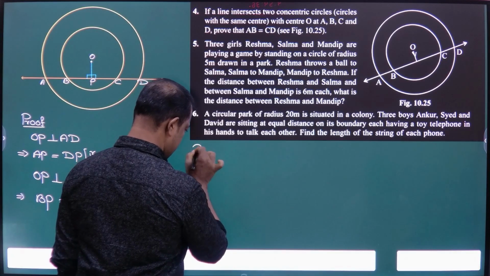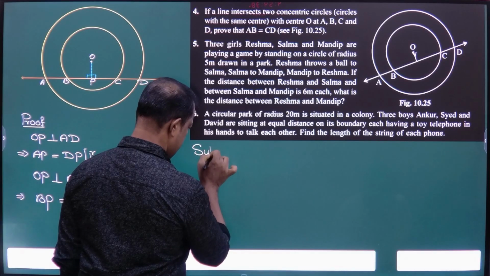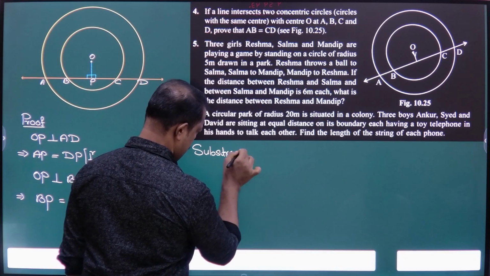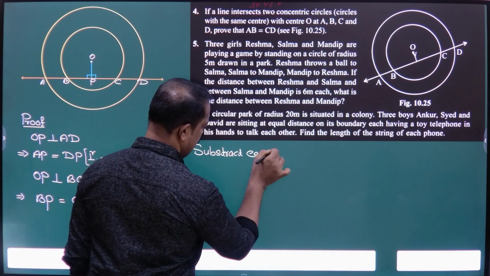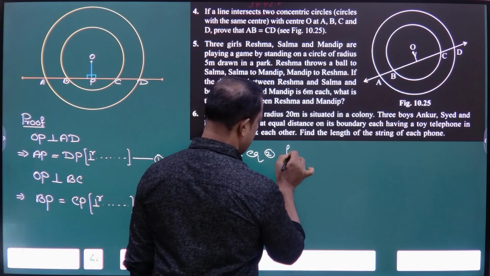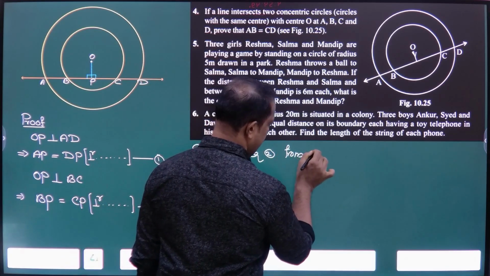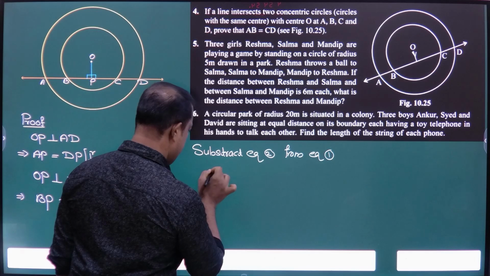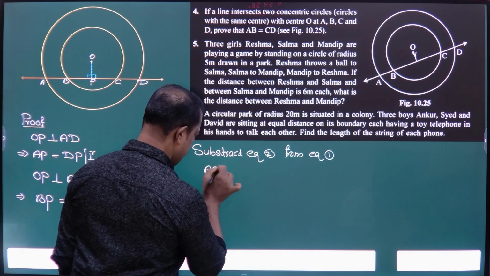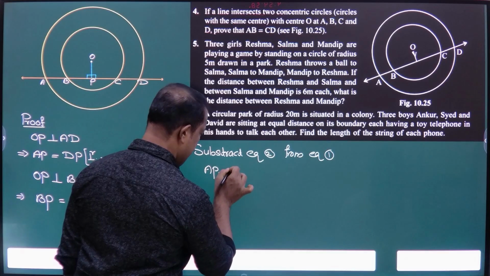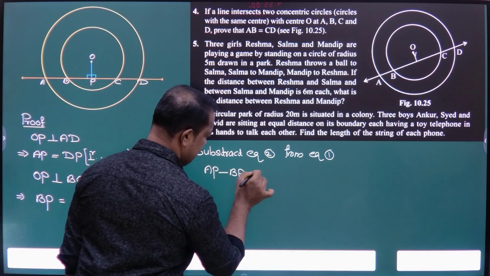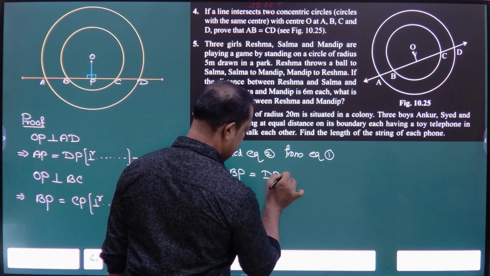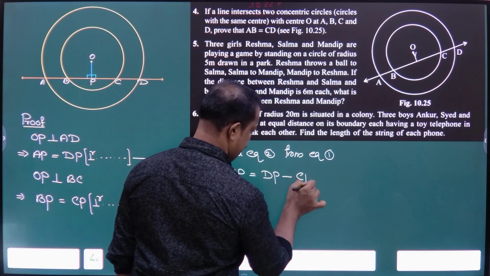Subtract equation 2 from equation 1. That is AP minus BP is equal to DP minus CP.